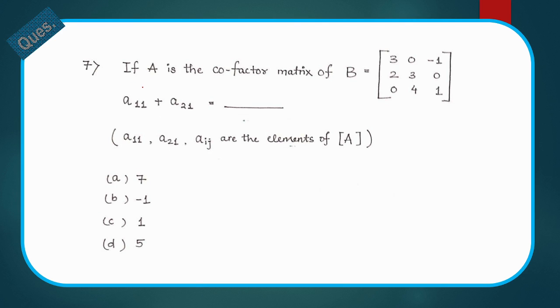Let's see the next question. If A is the cofactor matrix of B, and B is this matrix, then A is another matrix which is the cofactor matrix of B. Then A11 plus A21 equals dash, where A11, A21 and Aij are the elements of the A matrix. So the A matrix is the cofactor matrix of the given matrix B, and A11, A21 are elements of A. It is asking A11 plus A21 equals how much? These are the options.